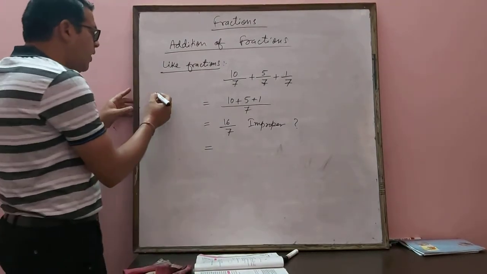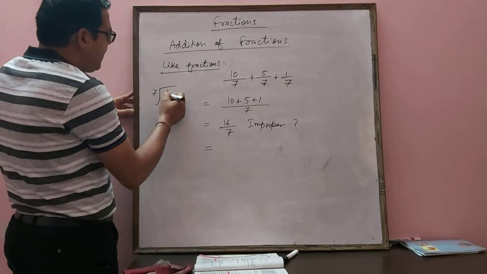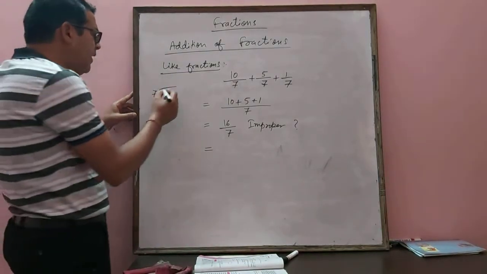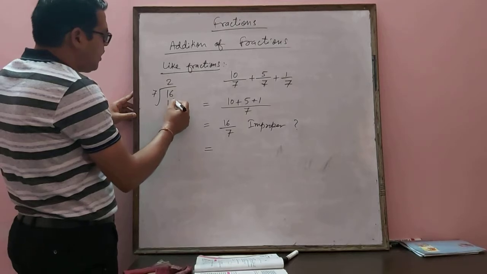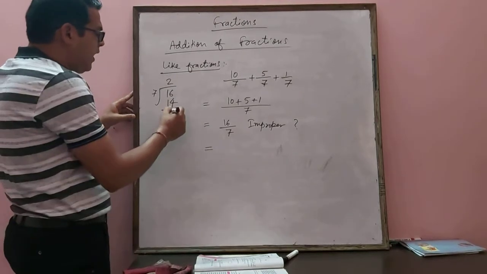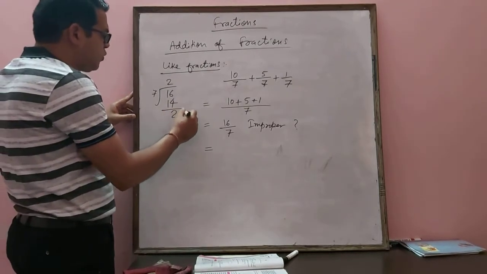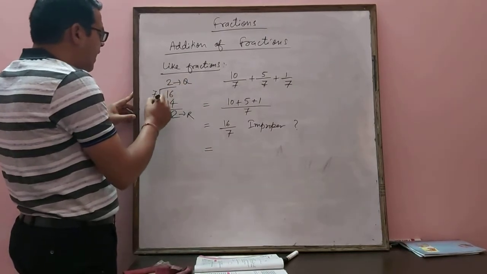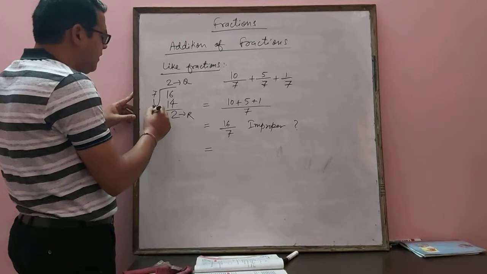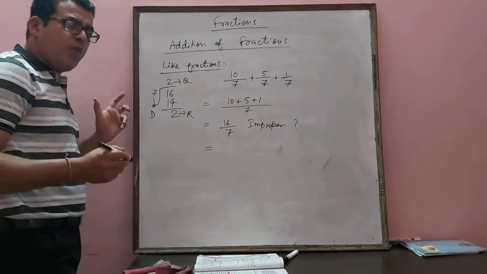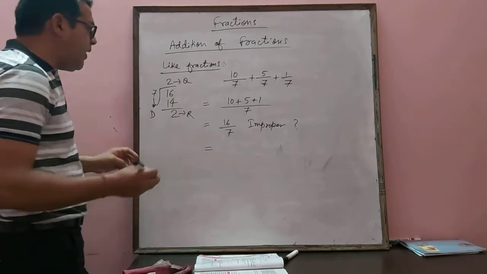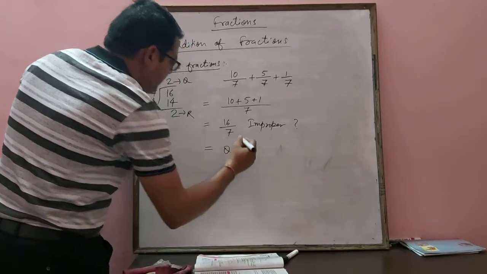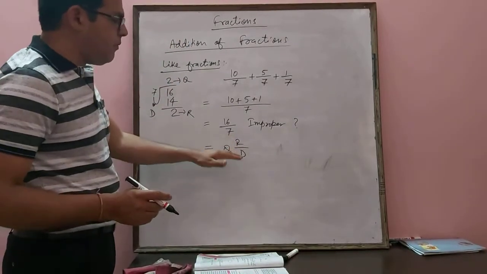How can we convert it? We can divide this 16 by 7. How many times is it divisible? 2 times. 7 twos are 14, and after subtraction, 2. This 2 is the remainder, this 2 is the quotient, and this 7 is the divisor. So what is the formula to write improper into mixed? We have already discussed it. It is Q whole R by D.